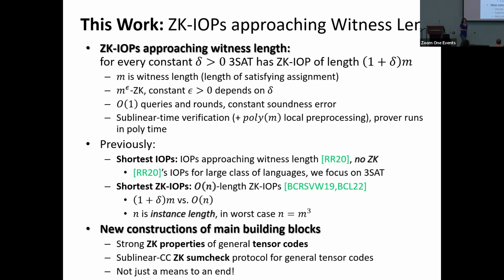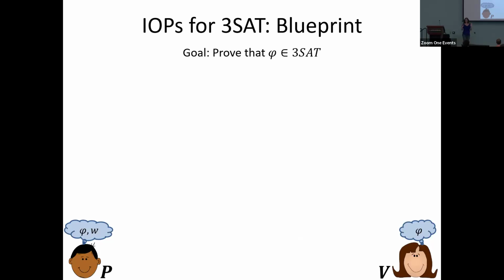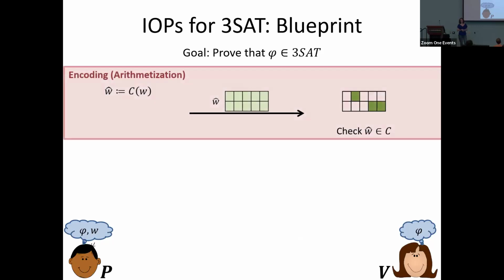So let me tell you a little bit about how we construct our ZK IOPs. So let's start with, forget about zero knowledge. We don't care about the proof length. How do you prove that a 3CNF is satisfiable? Usually this is done in two phases. The first phase is an encoding or arithmetization phase, where the prover encodes the satisfying assignment using some code. Usually this is the low degree extension, the LDE encoding. And this she sends over to the verifier.